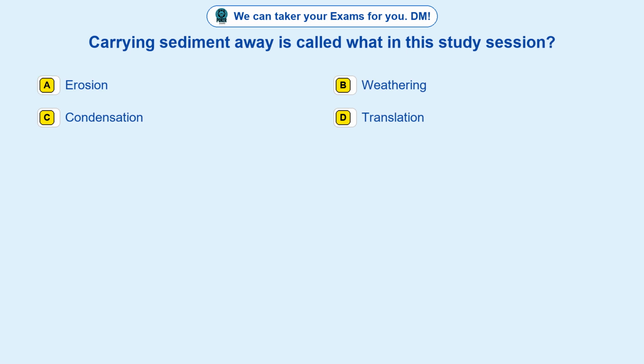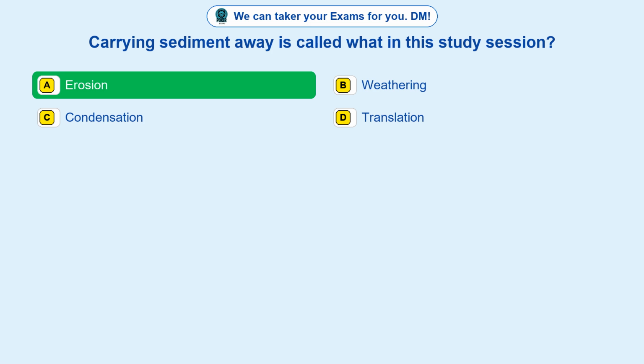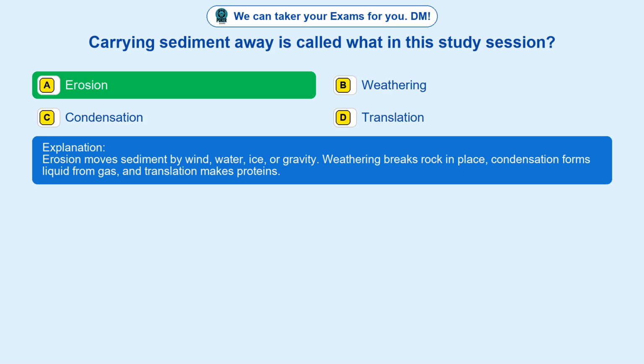Question 82. Carrying sediment away is called what in the study session? Option A, erosion. Option B, weathering. Option C, condensation. Option D, translation. The correct answer is option A, erosion. Erosion moves sediment by wind, water, ice, or gravity. Weathering breaks rock in place, condensation forms liquid from gas, and translation makes proteins.